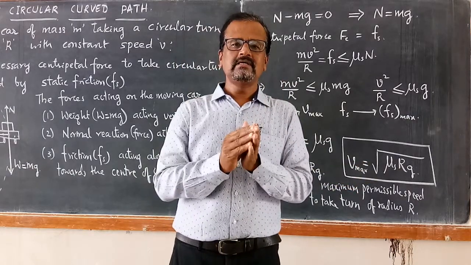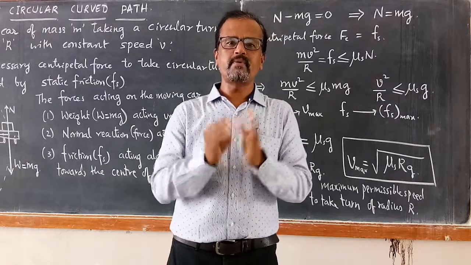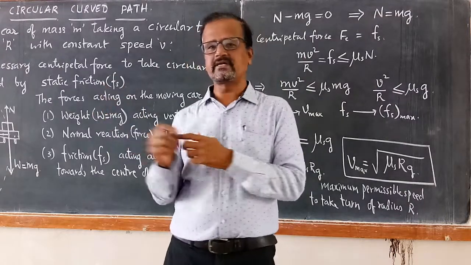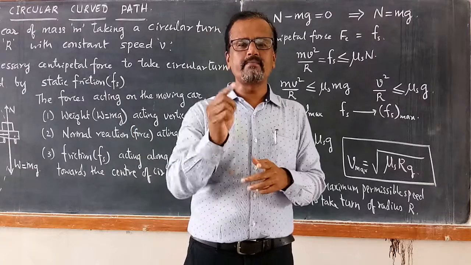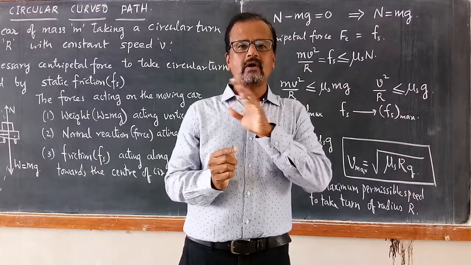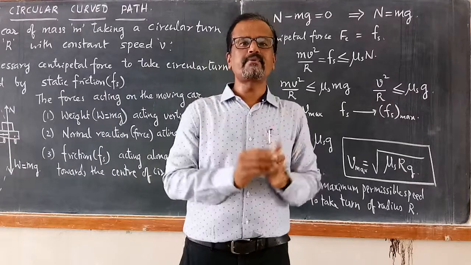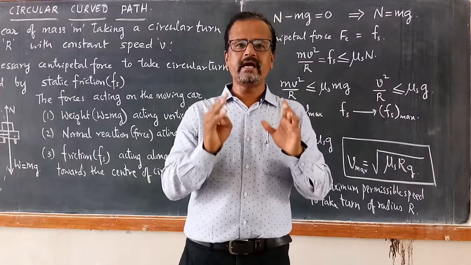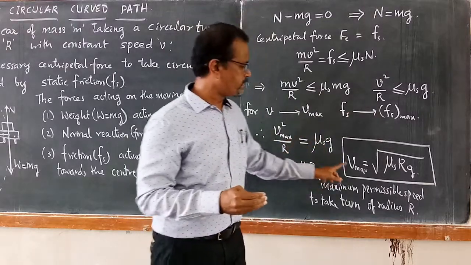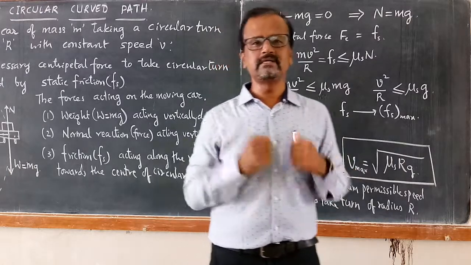In that case, the horizontal component of normal force provides the necessary centripetal force, along with the component of static friction. The horizontal component of normal reaction provides the necessary centripetal force, and thus centripetal force value increases, and that will provide more permissible speed than this. That is what we are going to discuss tomorrow.